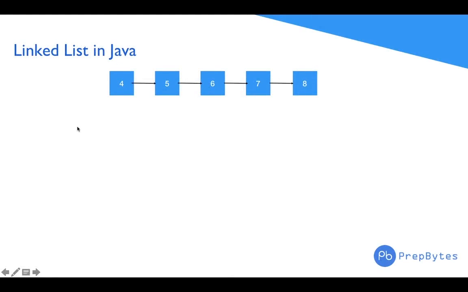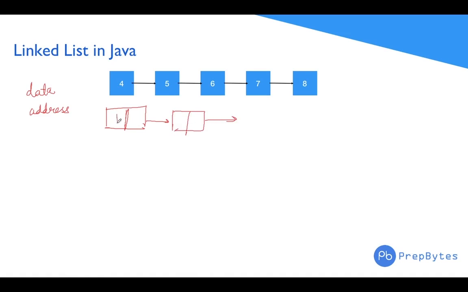So now we have to talk about linked lists in Java. We saw in the previous slide that we have several nodes. Each node has two fields. One field contains the data, another field contains the address of the next node, that is, where the next node is lying in the memory. This is how it goes.